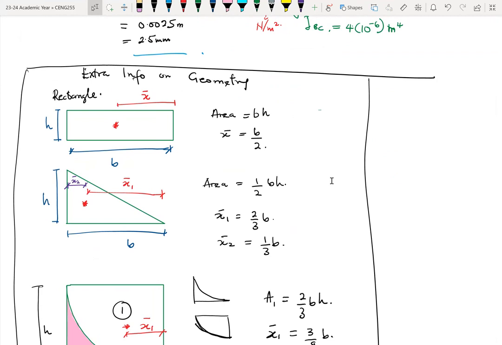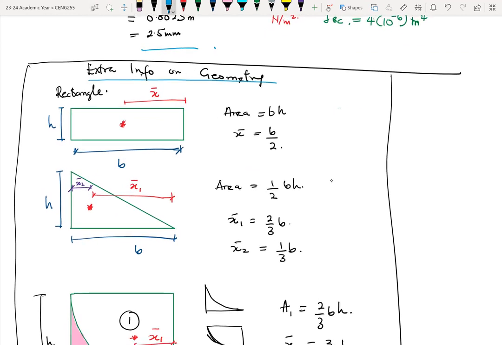Okay, so for a rectangle, let me add extra information on geometry. So I'm looking at moment diagrams. For a rectangle, this is the area. We have the height, we have the base. The base is B, the height is H, so the area is B times H. Then the moment arm to the left or right will be half of the base, B over 2, because the center of gravity is right at the midpoint, at the center of the beam.